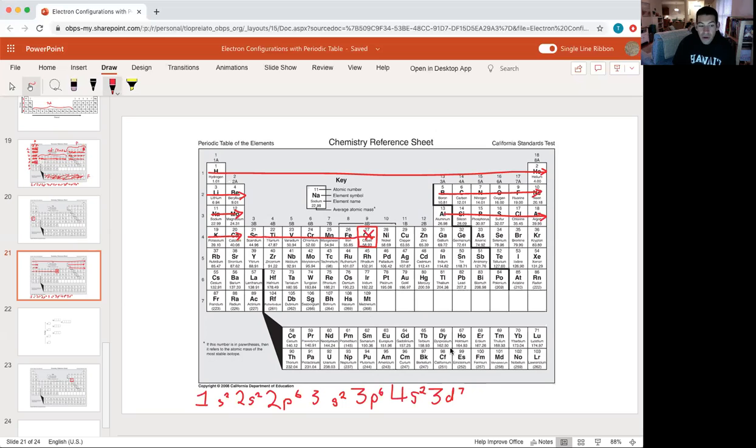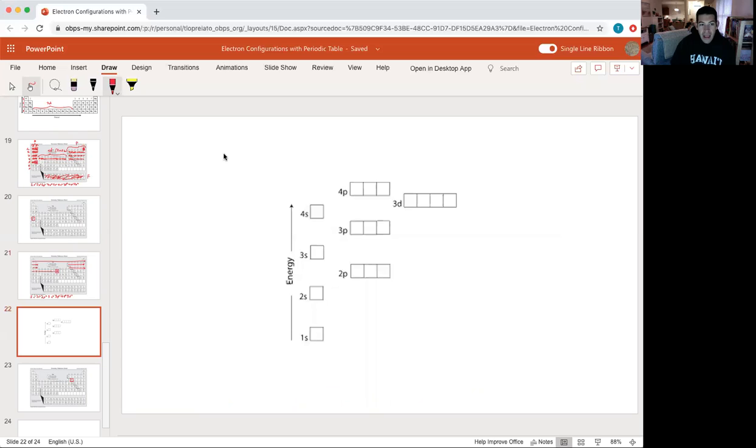So now we also saw orbital notation. So let's see what would happen if we wanted to put cobalt's electron configuration into the orbital notation. All right, so I'm just rewriting cobalt. It's 1s2, 2s2, 2p6, 3s2, 3p6, 4s2, 3d7.